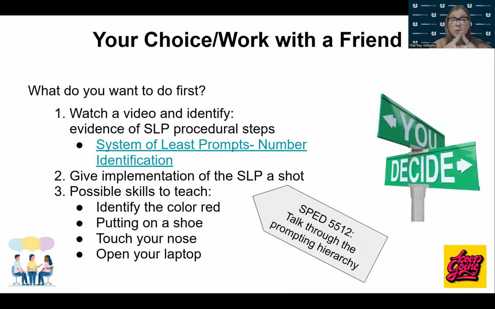In class, you are going to be put in breakout groups. And in your breakout groups, you're going to do two things, and you get to decide which one you want to do first. You're going to watch a video, and what you're going to do is look for evidence of system of least prompts procedures for the steps. And here is a link to that video. It's maybe a minute and 11 seconds. And so I encourage you to watch that now.